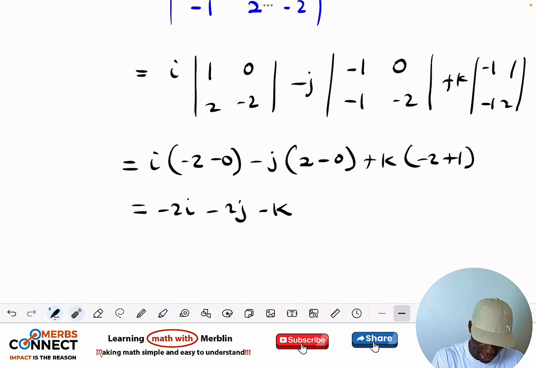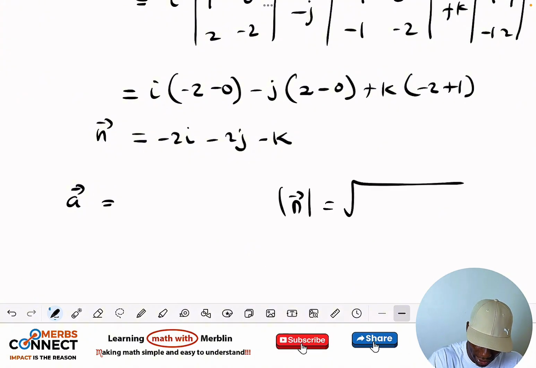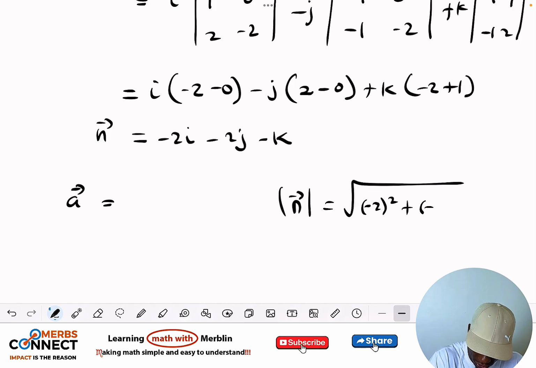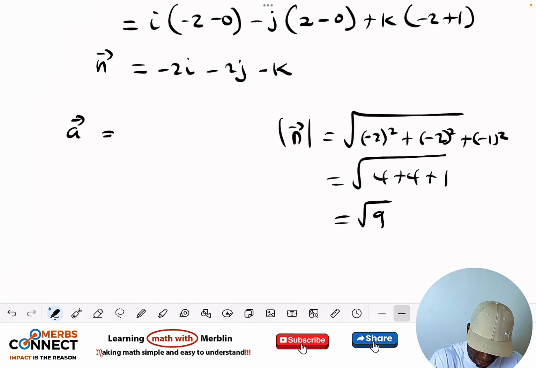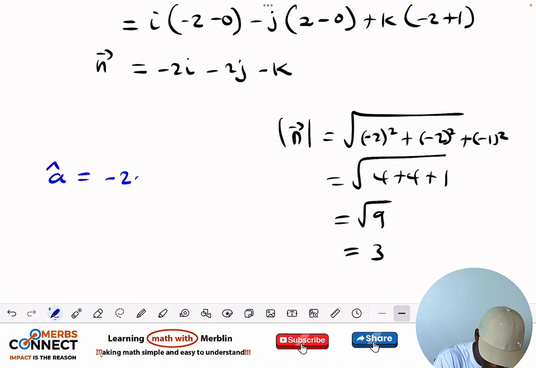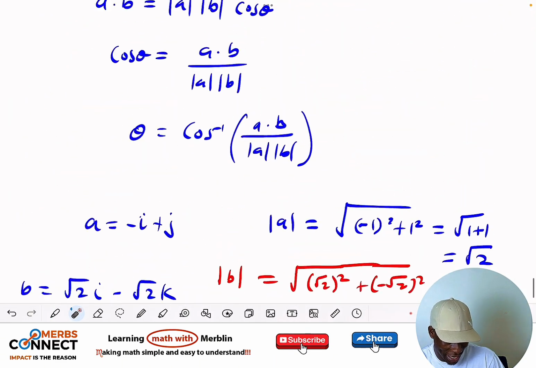So as I said, this is the normal vector. So now our unit normal will be equal to, okay, we need to find the magnitude first. Magnitude of this is minus 2 squared plus minus 2 squared plus minus 1 squared. So 4 plus 4 plus 1, and this is square root of 9, and this is going to give us 3. Indeed. So this is going to give us our unit normal to be minus 2I minus 2J minus K divided by 3, because we need to use this formula right here. Good.